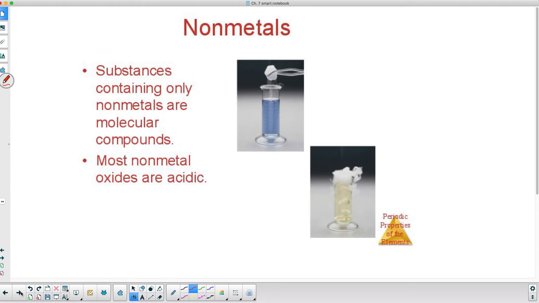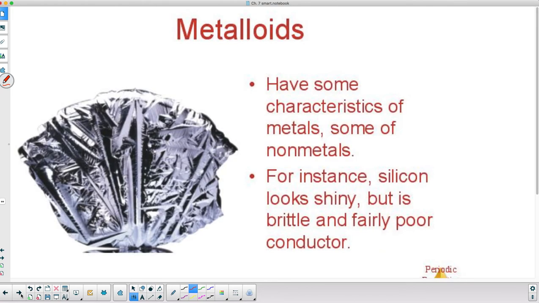Substances containing only nonmetals are molecular compounds. That's true. Even if we have an acid like HCl that gives ions in solution, it's still a molecular compound. So that's kind of not what we tend to think, because there are other compounds that give ions in solution, and those tend to be ionic compounds. So this is one molecular compound that gives ions in solution, which is not the normal. I just wanted to point that out. Most nonmetal oxides are acidic. Again, we said that before.